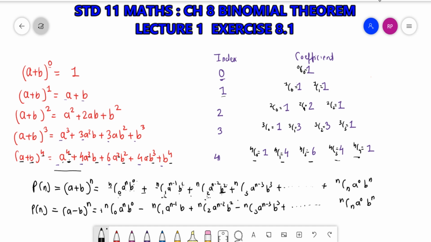Okay, now it depends. If n is even, here there will be a positive sign. If n is odd, before this there will be a negative sign. See, remember, when it is 1, minus sign, 2, plus sign, 3, minus sign, and so on. So if n is even, plus; n is odd, minus sign. Clear? So we will use this formula for solving exercise 8.1. Okay? So just note it down.